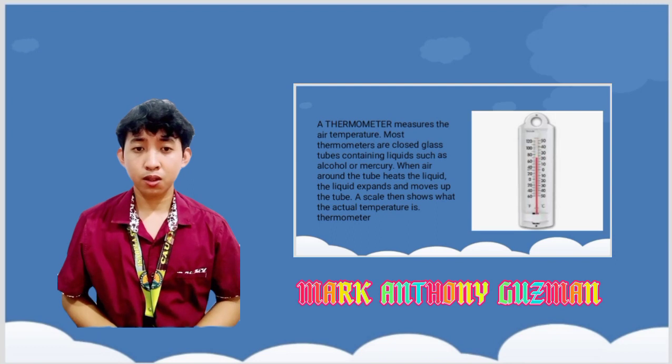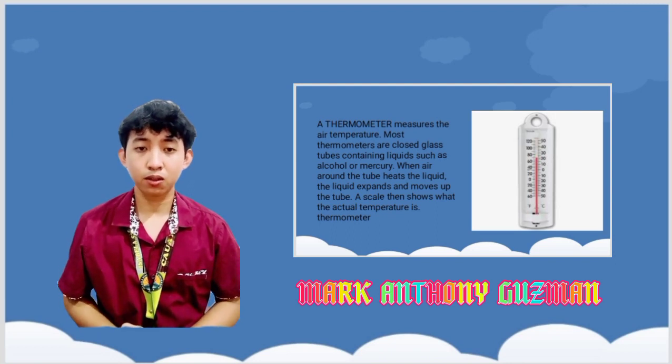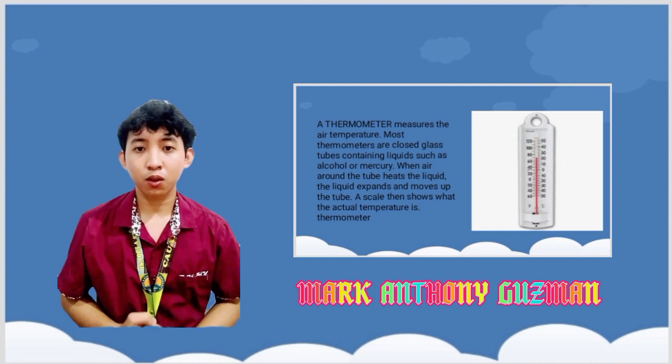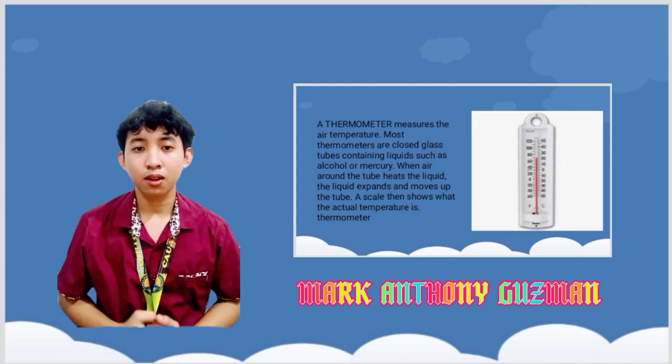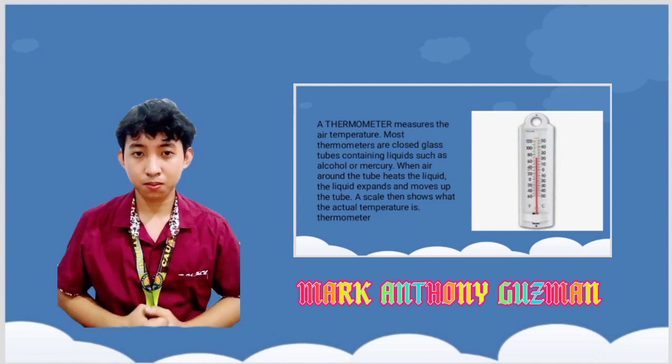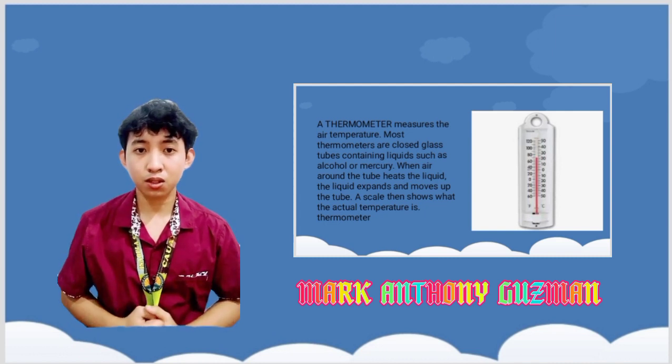So first is a thermometer. A thermometer measures the air temperature. Most thermometers are closed glass tubes containing liquids such as alcohol or mercury. When the air around the tube heats, the liquid expands and moves up the tube. A scale then shows what the actual temperature is.